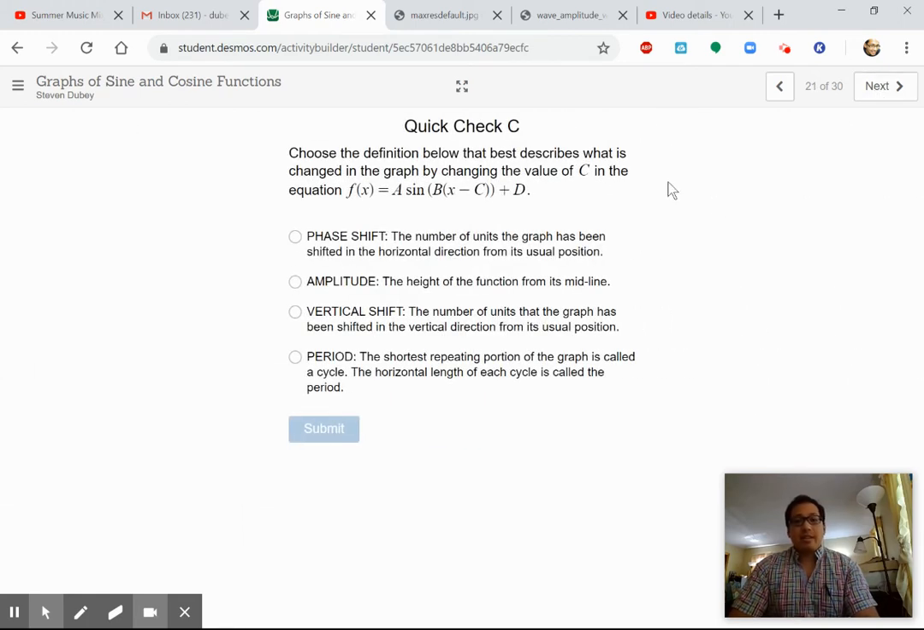All right, quick check C. What does changing C do to the graph? Which of the 4 does it change? Go ahead and select your answer.